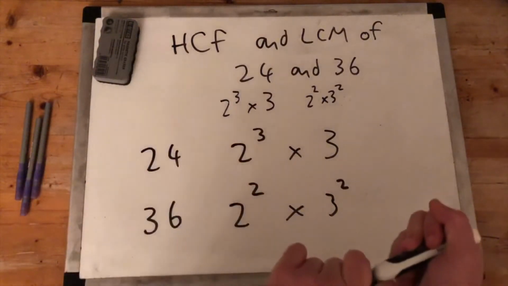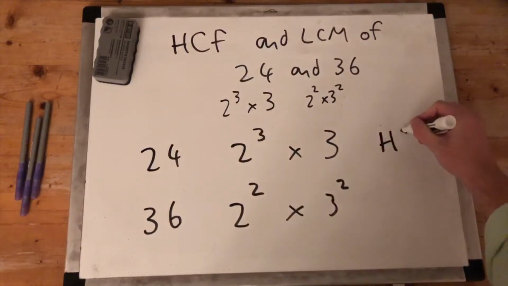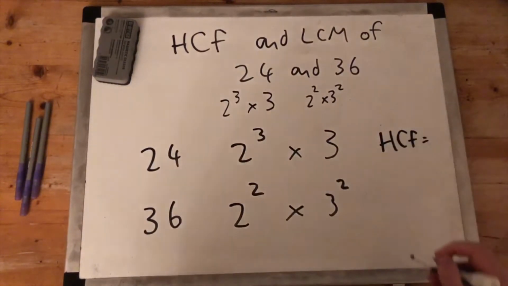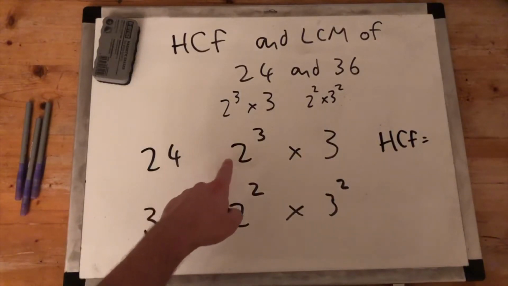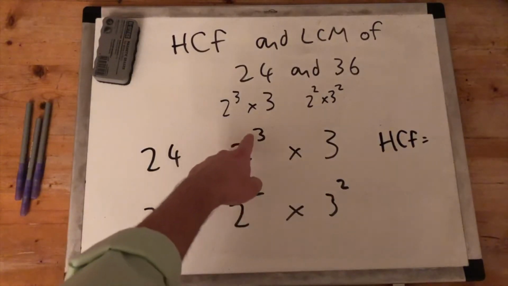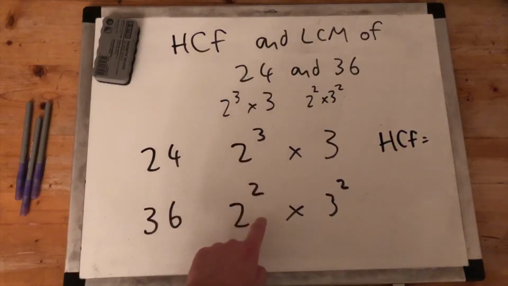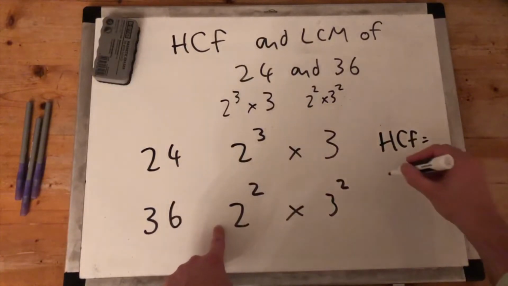So if I'm finding the HCF, I'm going to take the lowest one from each list. Well, which is smaller? 2 squared or 2 cubed? 2 is smaller than 3, so 2 squared is smaller. So for HCF, for highest common factor, I take the lowest one of each. So HCF, 2 squared.